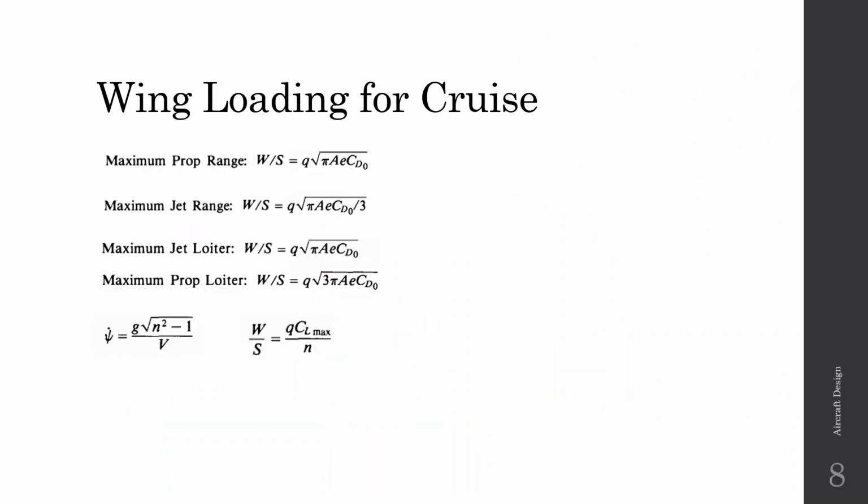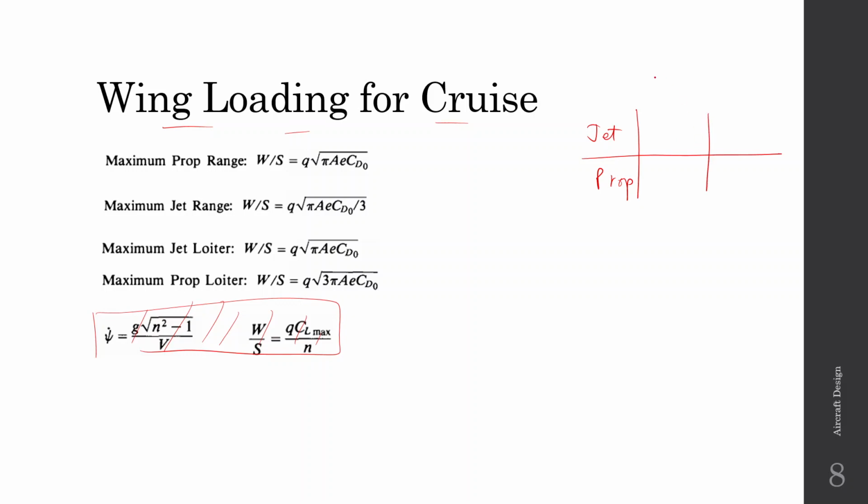Now moving on, next we have the wing loading for cruise flight. Now no, ignore this section. This is for the maneuvers. Now, wing loading for cruise flight, you know that there are four combinations, like four types of cruise flight. You can have jet, propeller, and you can be optimizing for range or endurance.